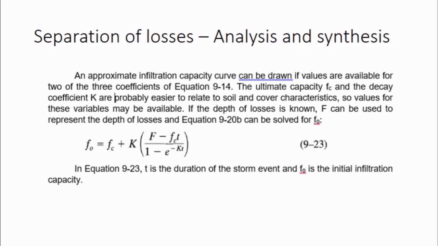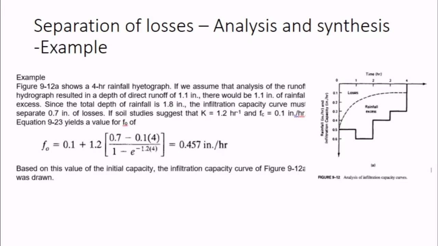So, F sub O is the initial infiltration capacity. Yan. So, ito yung example ng analysis and synthesis. Figure 9-12 shows a 4-hour rainfall hyetograph. So, yan. So, may ulan. And then, if you assume that analysis of the runoff hydrograph resulted in a depth of direct runoff of 1.1, there would be 1.1 inch of rainfall excess.